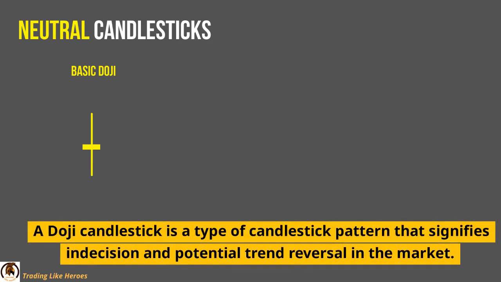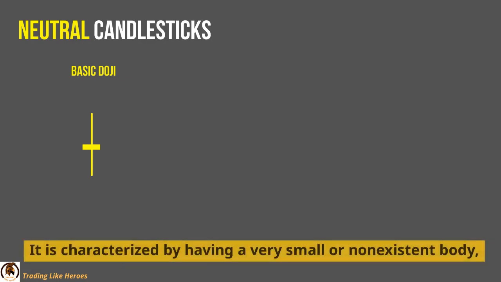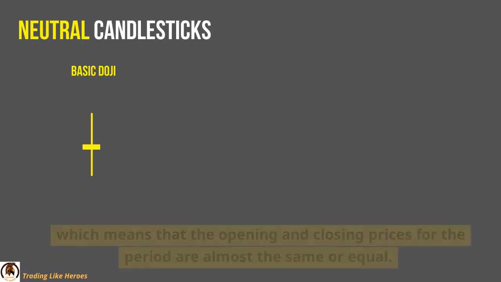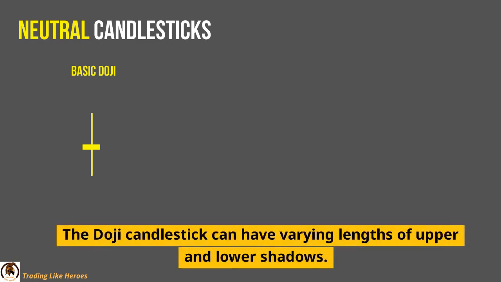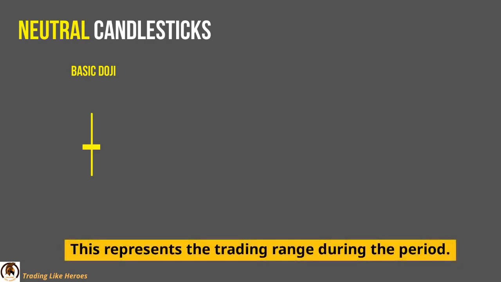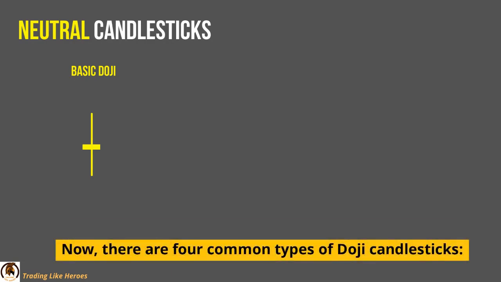A doji candlestick is a type of candlestick pattern that signifies indecision and potential trend reversal in the market. It is characterized by having a very small or non-existent body, which means that the opening and closing prices for the period are almost the same or equal. The doji candlestick can have varying lengths of upper and lower shadows. This represents the trading range during the period. Now, there are four common types of doji candlesticks.